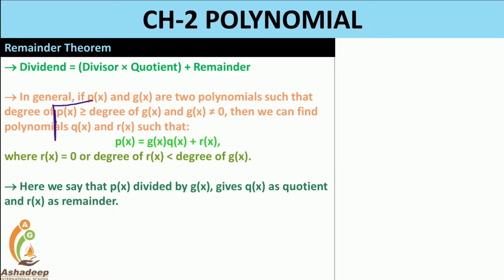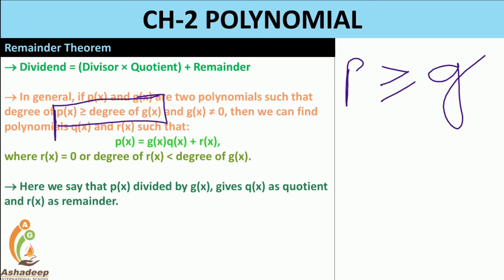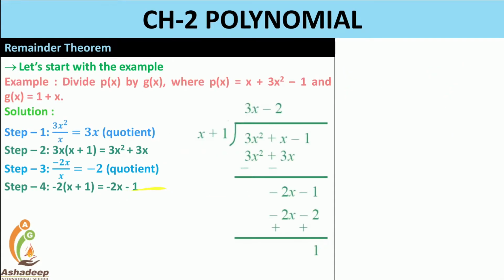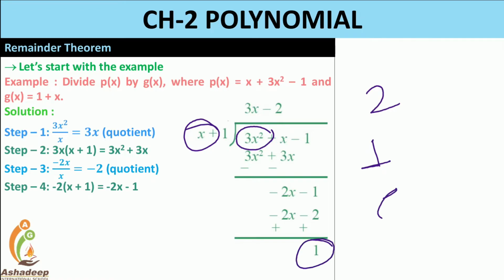And here, what does it mean? See, this is a very important thing, that the degree of p of x is always greater than, or you can say equal to, the degree of g of x in the polynomial. So see here, I am going to the previous slide. See what is the degree of p of x? The degree of p of x is 2. What is the degree of g of x? It is 1. And what is the degree of r of x? 0, because it is a constant term.